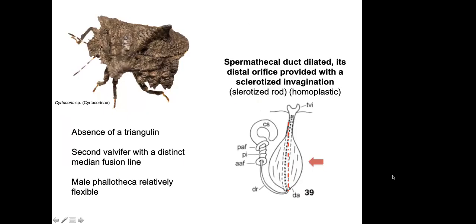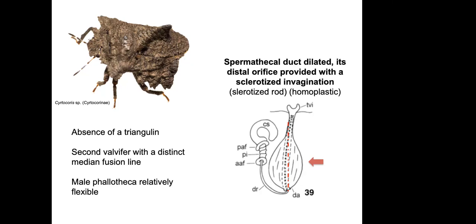And after examining the Tessaratomids, this makes some morphological sense, as they have, in one case, absence of triangulin. The second valvifer has a distinct medial fusion line, and the male phallotheca is relatively flexible, which is not the case in pentatomids. However, what made some others think that Tessaratomids might fall into the pentatomids is the fact that the spermathecal duct is dilated and it has some kind of sclerotized rod within it, which in this case would be of a different origin.